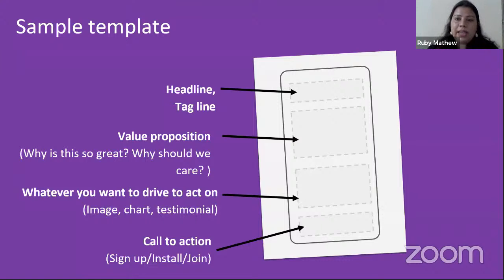And what is the action you want to drive, as in why we should join you as a community member, why we should sign up, why we should install. So that final nudge, in terms of an image, or you want to do it in terms of some stats, or you want to use a testimonial for social proof, that will come in the third area here. And the last would be a call to action.